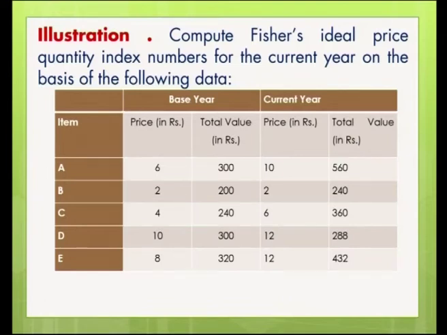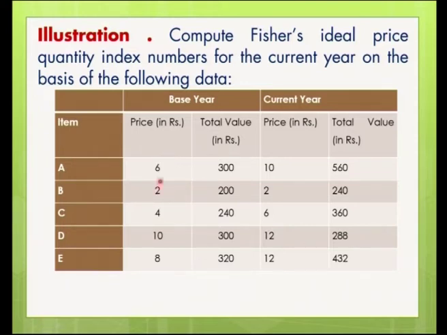That is, just see this example. Compute Fisher's ideal price and quantity index numbers for the current year on the basis of the following data. The index number will be called as price quantity index number because we are calculating it with a comparison. Although separately the problems are done for price index number computation and quantity index numbers computation. The comparison here will work out so that you will be able to understand the method further.